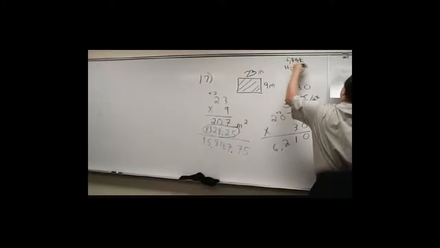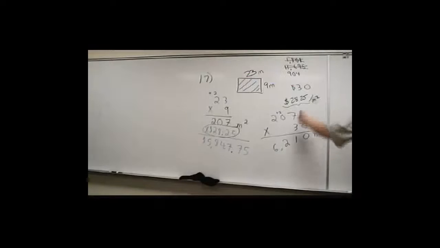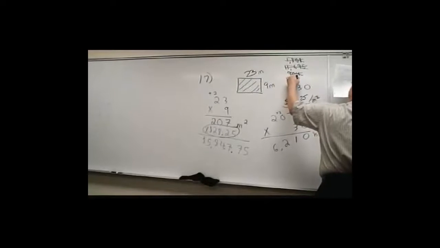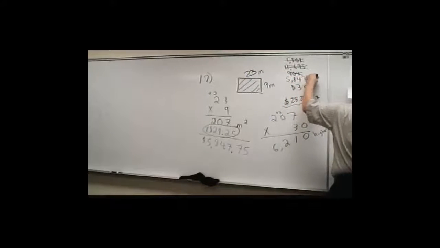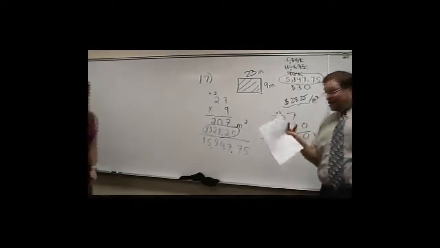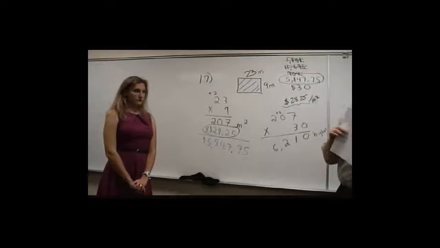$11,695. That's wrong. Third choice is $904. That is less than $6,000, but it's way, way less. Not close enough. And the fourth choice is $5,847.75. So this has to be it, without me doing long multiplication. This is not cheating. This is using the choices to help me. This is called being a smart test taker.